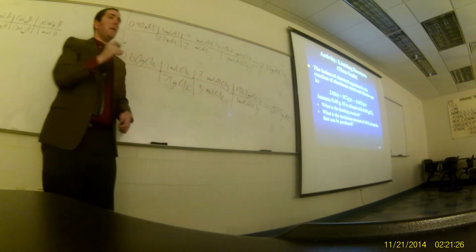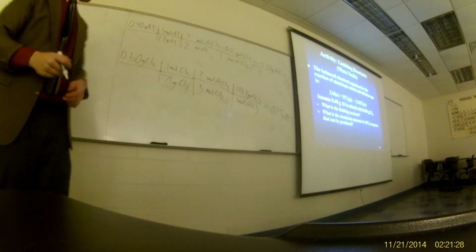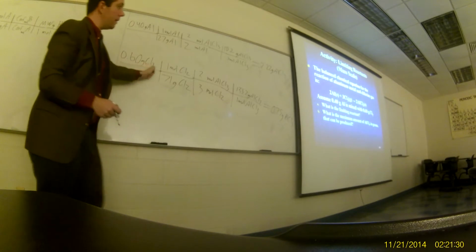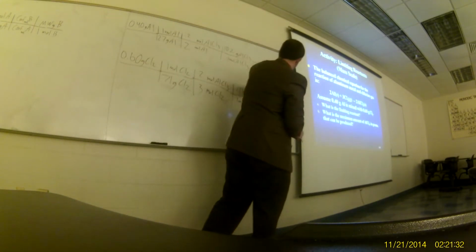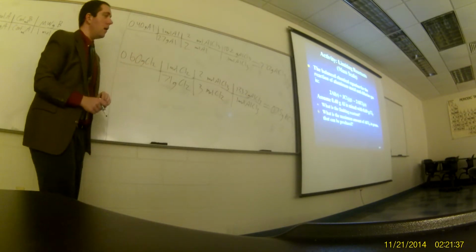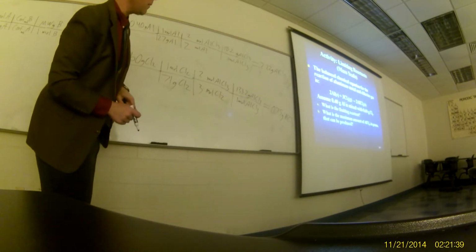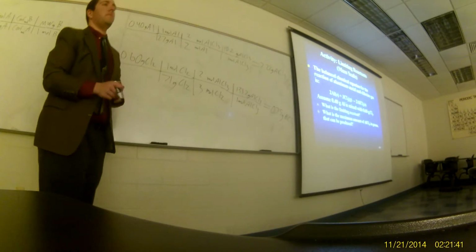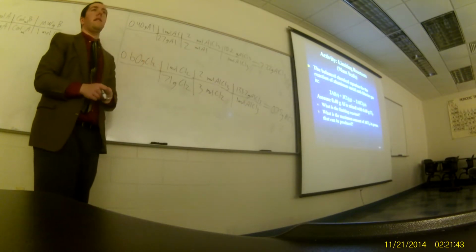What is the limiting reactant? Chlorine is the limiting reactant. That's the smaller of the 2 numbers. That came from that. So that is our limiting reactant. What is the maximum amount of aluminum chloride in grams that can be produced? 0.75.